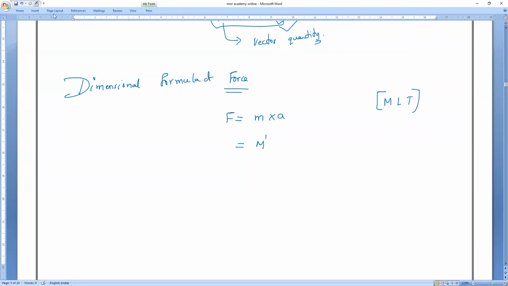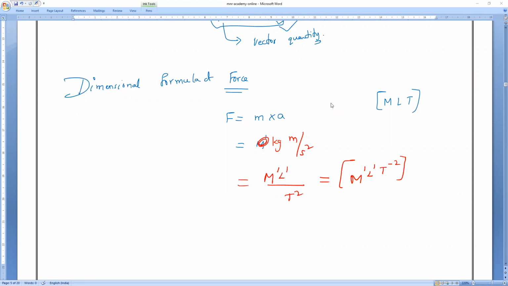M power 1 into... or else you can write the units first. Mass means kilogram. Acceleration means meter per second square. Kilogram means mass, meter means length, and second means time. So M power 1, L power 1, divided by T power 2. What is the dimension? M power 1, L power 1, T power minus 2. Very good. Clear? Understand or not?